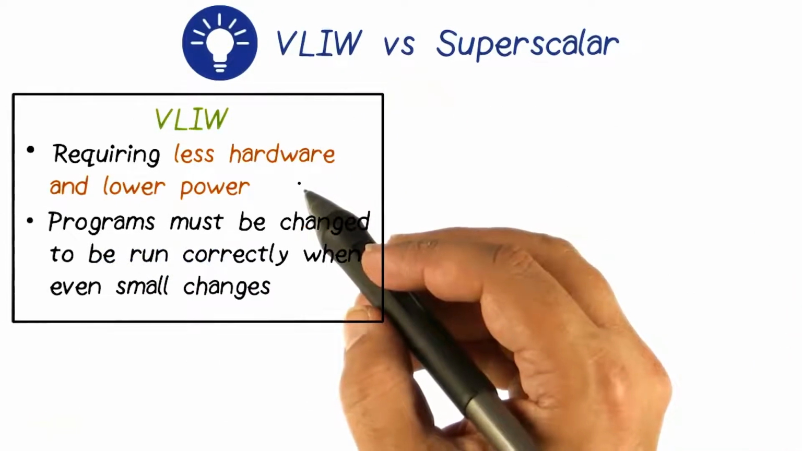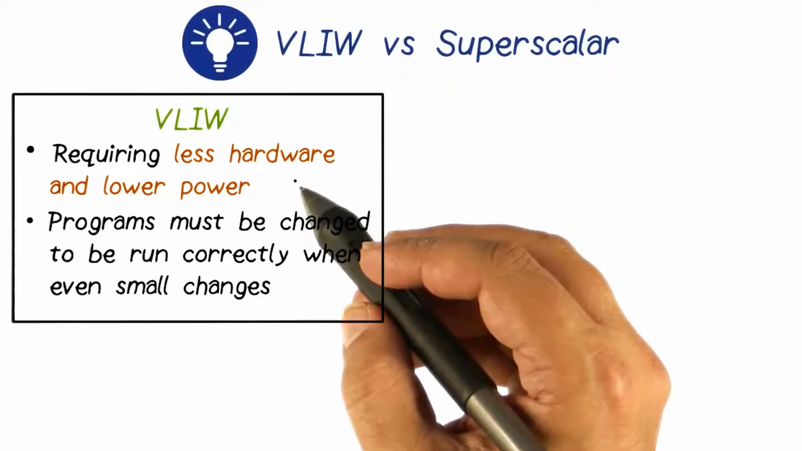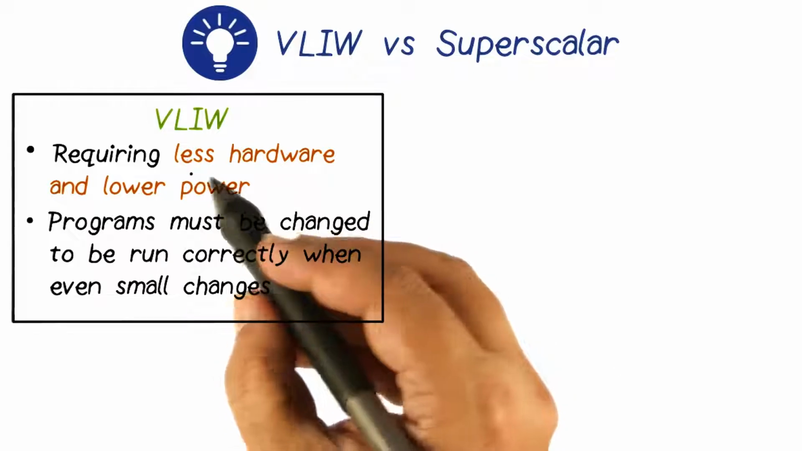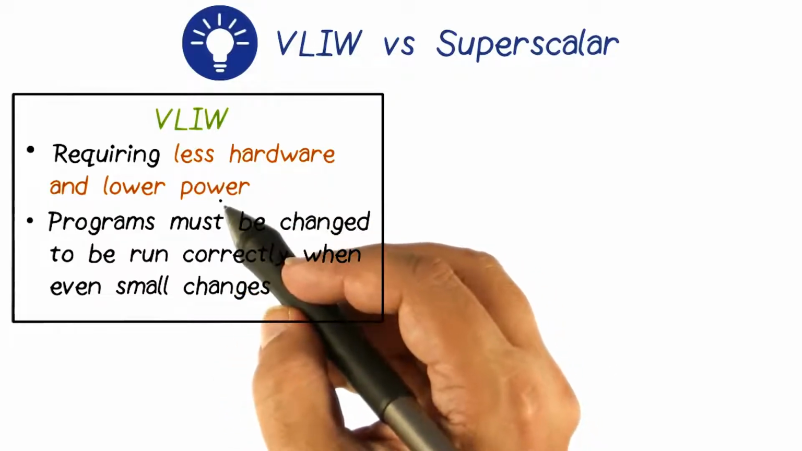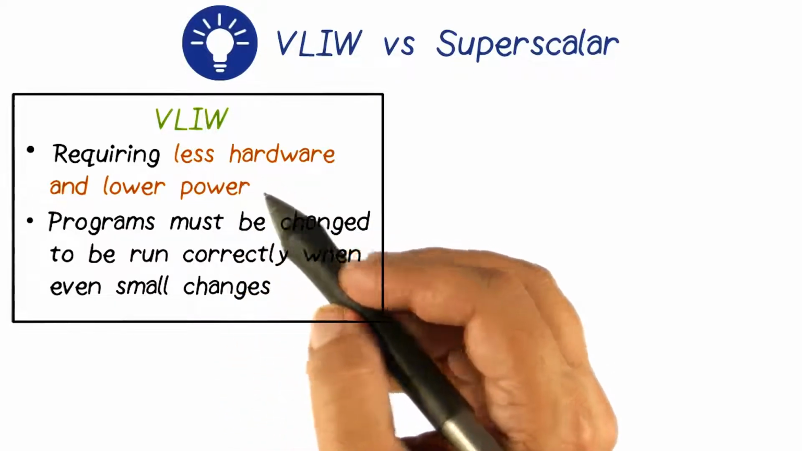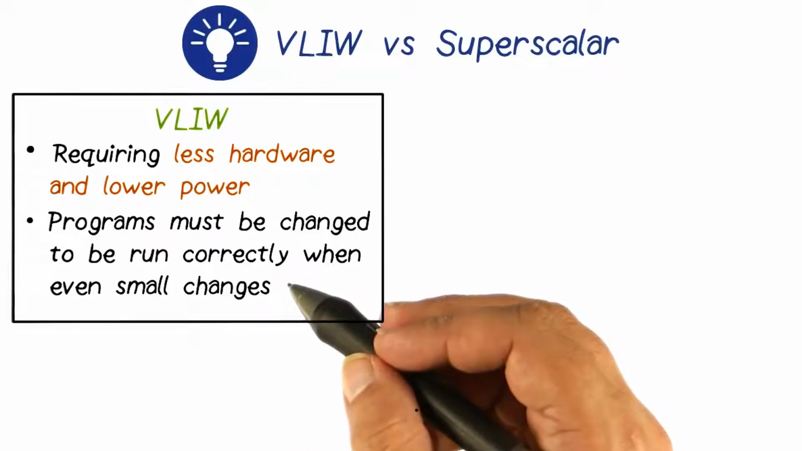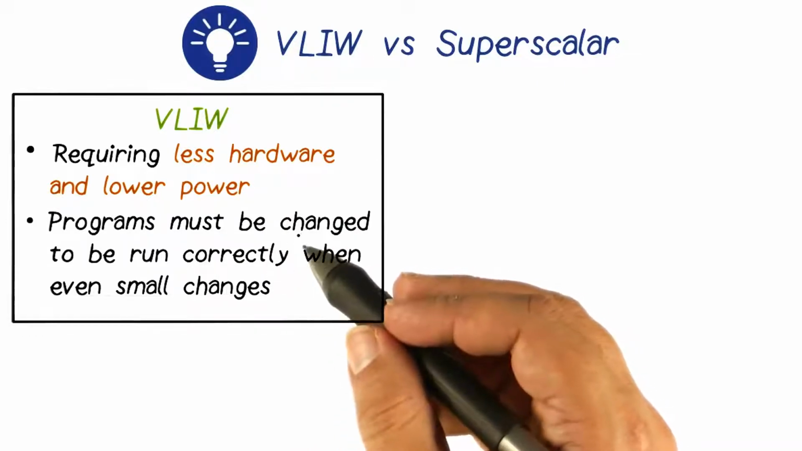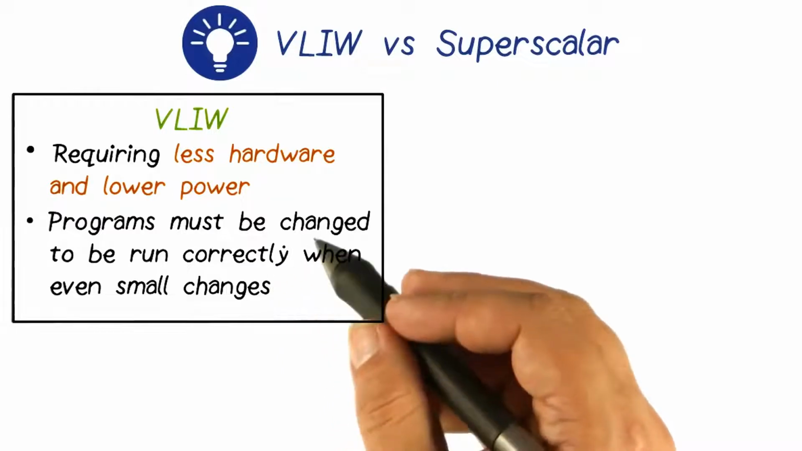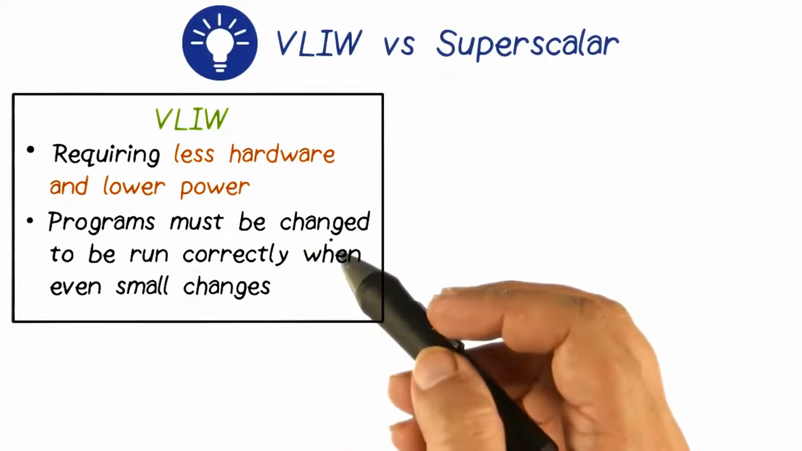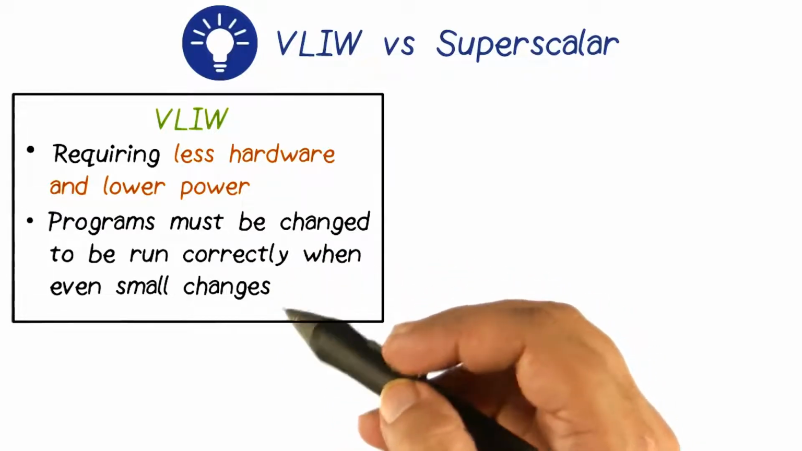So through that particular example on the last slide, we saw the differences between VLIW versus superscalars. Let's summarize that now. VLIW typically needs less hardware and can be a low power machine. However, because the programs are compiled to execute in a particular order, the programs must be recompiled again even on small changes.